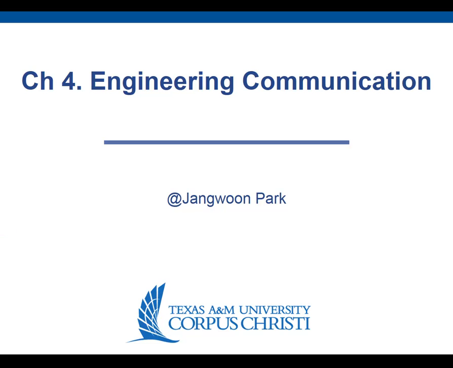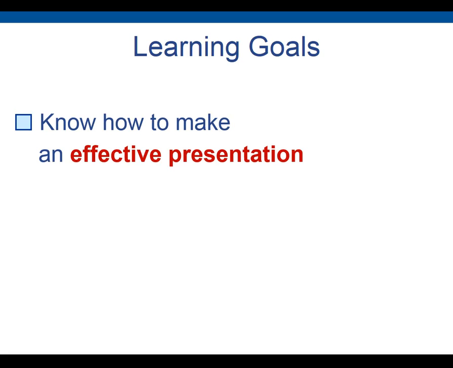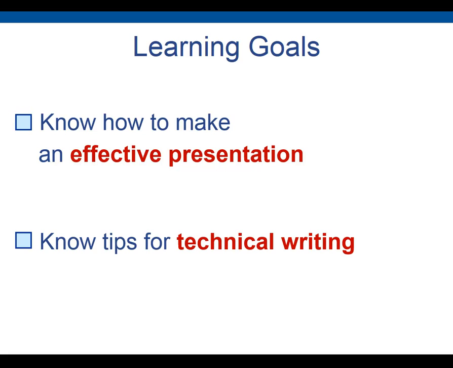Let's go to chapter 4, Engineering Communications. We have 2 learning goals today. The first one is to know how to make an effective presentation. The second one is to know tips for technical writing, so how to improve your writing technically. Okay? 2 things: presentation and writing.